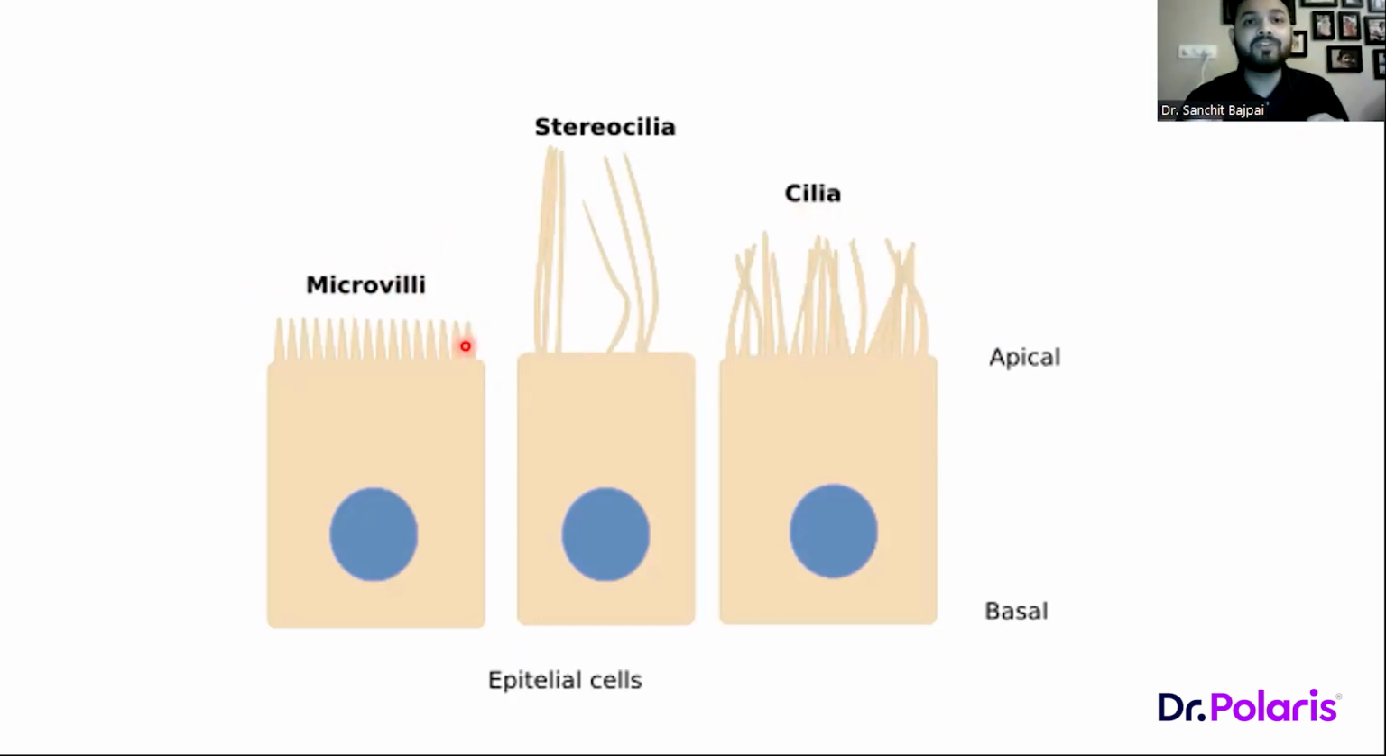Now, these microvilli, what do they do? They are non-motile, but if they are present, they will increase the surface area of the cell. They will increase the absorptive capacity of the cell. That means if they are present like this, they will increase the absorption that is happening in the cell, as well as the surface area of the cell. And I'll tell you exactly examples of where you will find these, right?